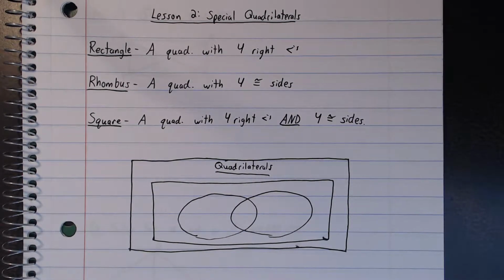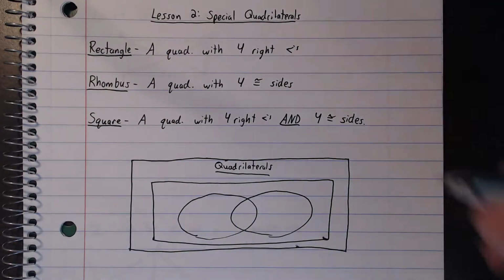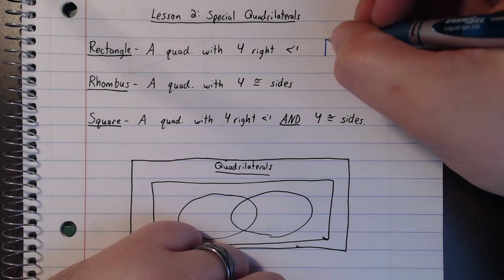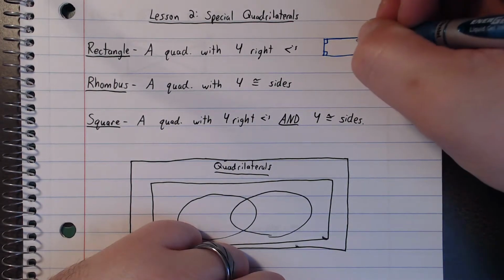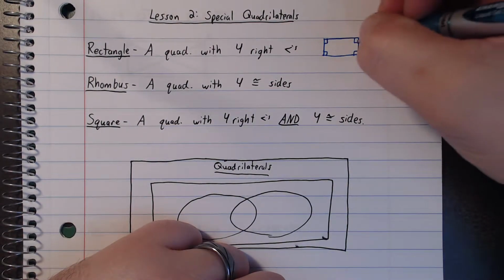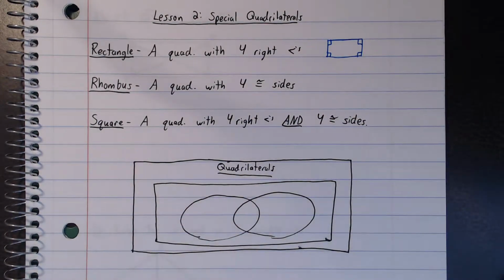The first one is a rectangle. A rectangle is just a quad with 4 right angles. So I'm going to quickly draw you an example of one of those. I know you've seen them at some point in your life, but in case you forgot, here is a rectangle. All right, we have 1, 2, 3, 4 90-degree angles.